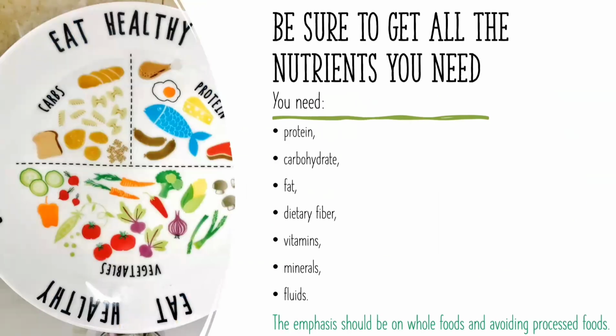Within that 1,567 calories that we just saw in the example, it's important that you get the calorie level down, but we want to make sure that you get all the nutrients that you need. You need protein, carbohydrate, fat, dietary fiber, vitamins, minerals, and fluids every day. The emphasis should be on whole foods and avoiding processed foods. Processed foods are those that are found in bottles, bags, and cans. We have a separate segment on whole foods to help you find the best nutrition for your health.